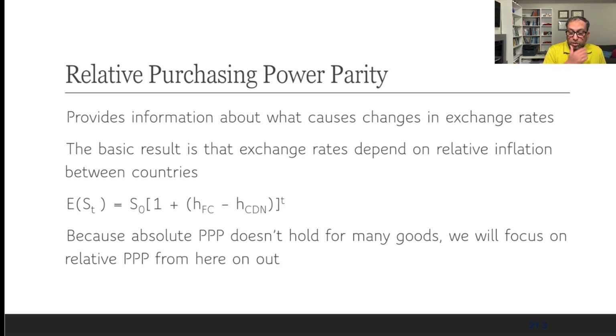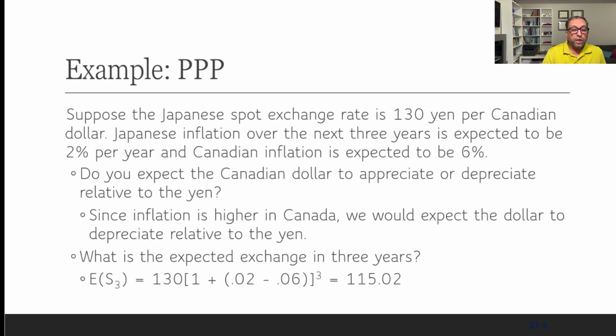So it's interesting that the future expected exchange rate is going towards where the inflation is going to affect the trading country. Because absolute PPP does not hold for many goods, we will focus on relative PPP. So this is what we call relative PPP. Here is an example to understand this whole idea.